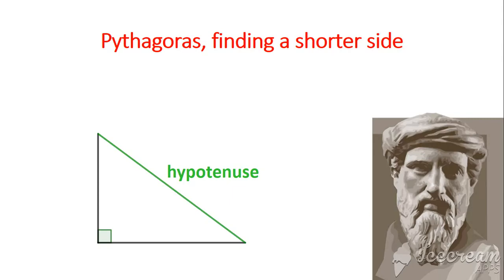It is the length of the long diagonal side in a right angle triangle. We call it C for now, and it's always opposite the right angle. Remember the other two sides we're going to call A and B. And to be honest, it doesn't matter which way around A and B are.